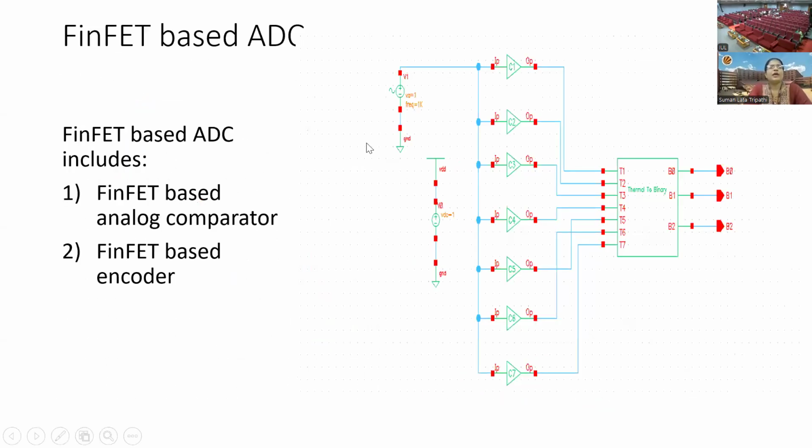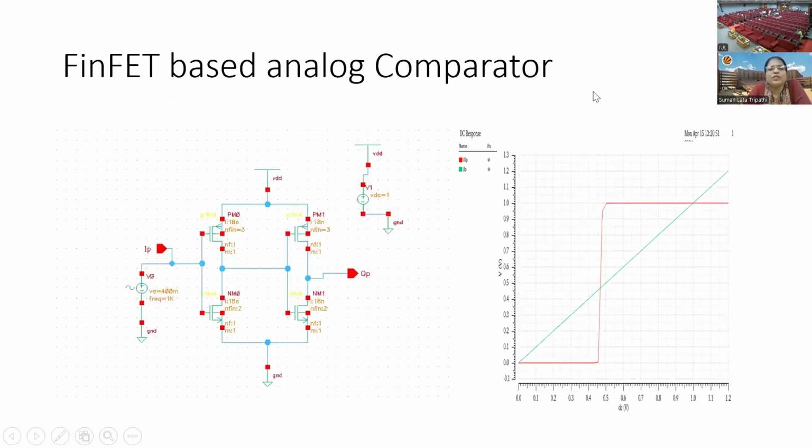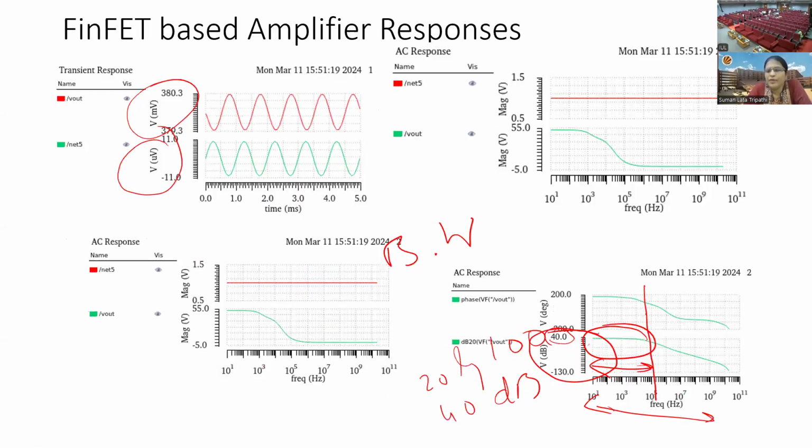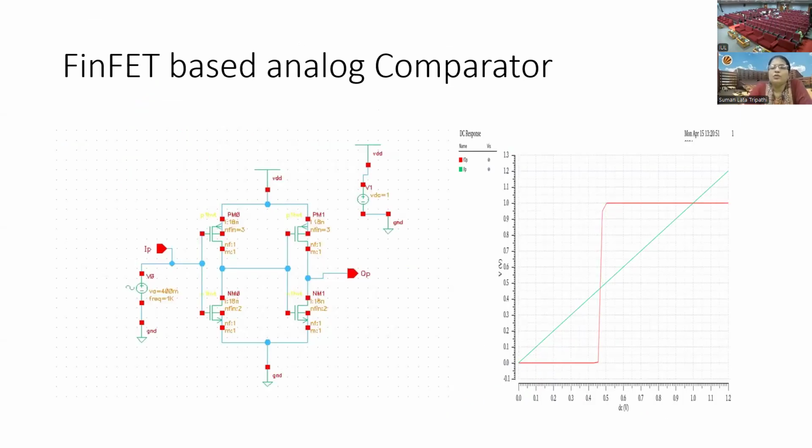The next example is a FinFET based analog to digital converter. How will you do it? Whenever you are going for an analog to digital converter, you can do it with the dual slope method, flash ADC, or successive approximation. There you need a comparator circuit. Analog to digital converters are frequently used for analog signal processing, but that requires comparators.